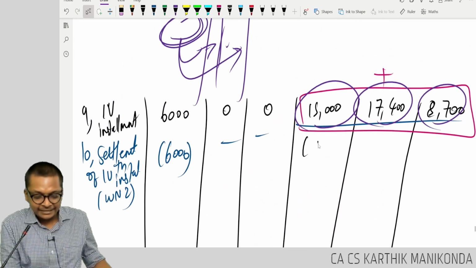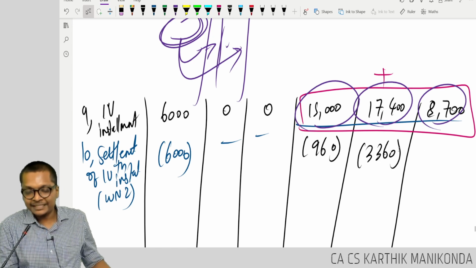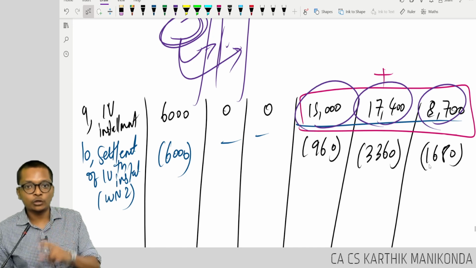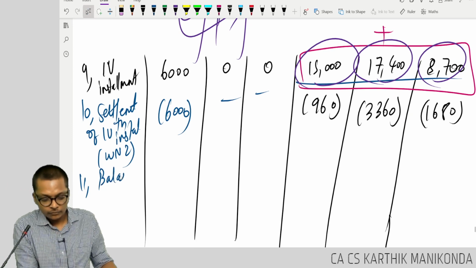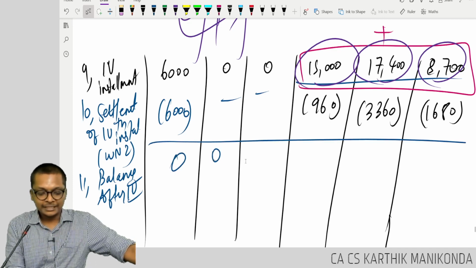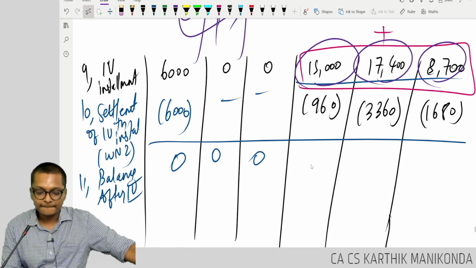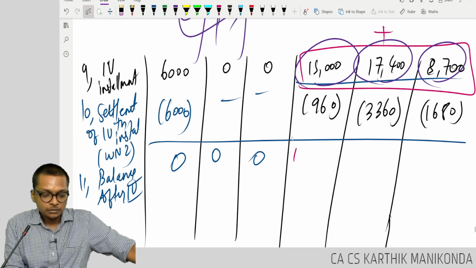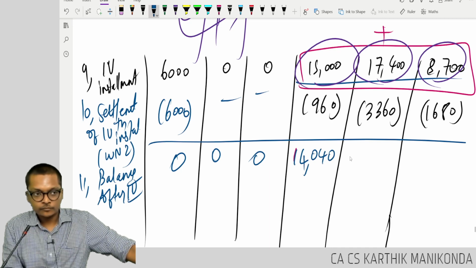So now I will go back to my working note. I will write here minus A how much? 960, B 3,360, C 1,680. From where did these values come? Working note 2. Now I will write down item 11. Balance after 4th installment. Cash is 0. Creditors and all 0. Capital of A is 15,000 minus 960. How much? 14,040.